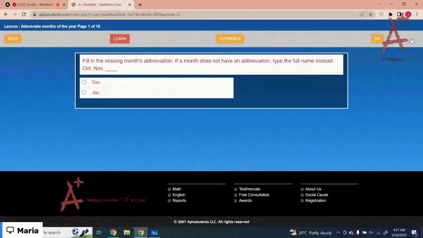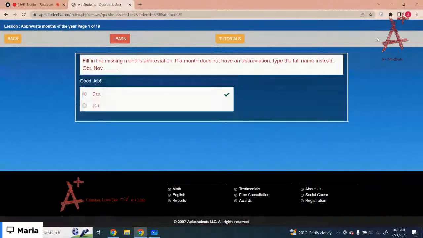If a month does not have an abbreviation, type the full name instead. Okay, October, November, and dash. Which is the month right after November? So the correct option is option number one. Right after November, we have December, so we can write it in abbreviation form. That would be DEC and a full stop.